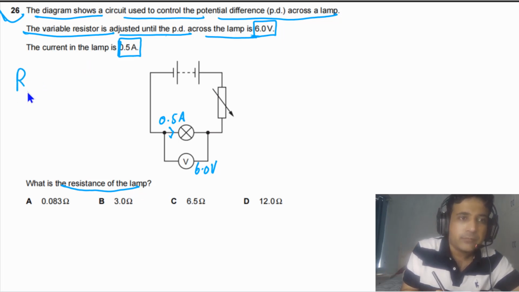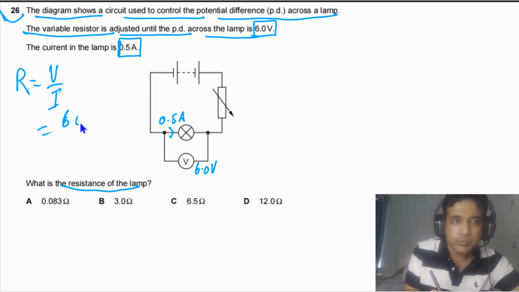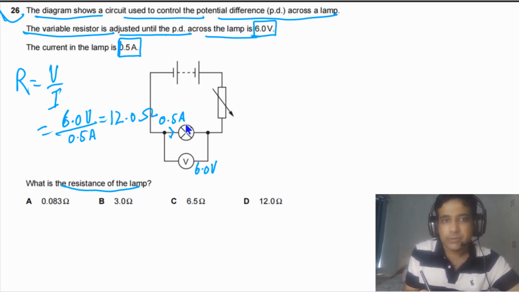And the resistance of the lamp simply is equal to V divided by I. The value of V we have, that is equal to 6.0 volts. This is the PD across the lamp and the current is given, that is 0.5 amps. So the answer for this one should be equal to 12.0 ohms. This is the resistance of the lamp. So the answer for this question is D.